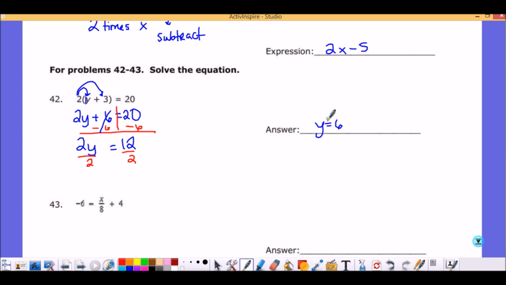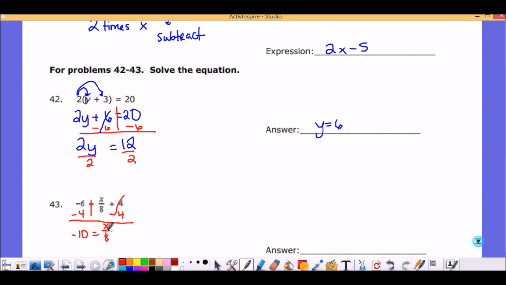All right, on problem number 43, even though you see a fraction, don't panic. What two numbers don't have letters? That's right, negative 6 and 4. So the opposite of plus 4 is negative 4. So I'm going to subtract 4 from both sides. So now I have negative 10 equals x over 8.